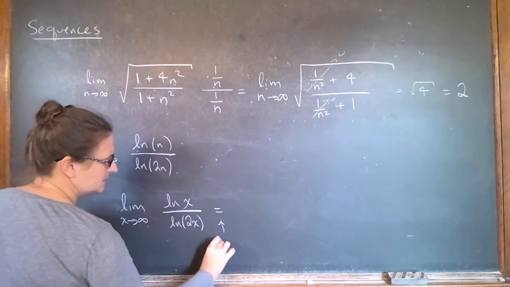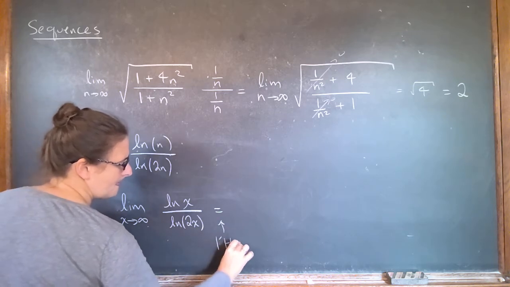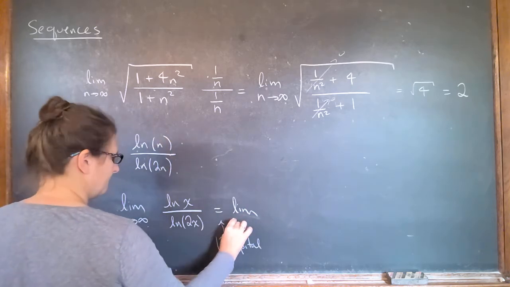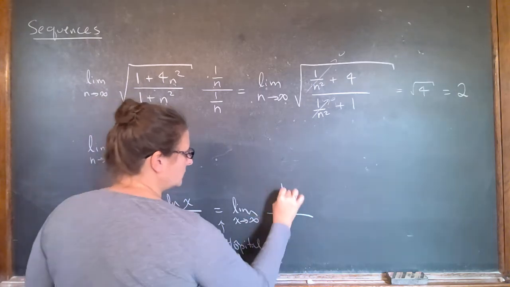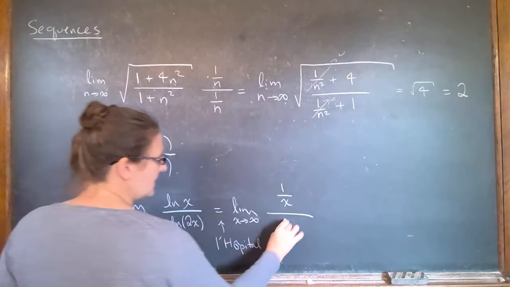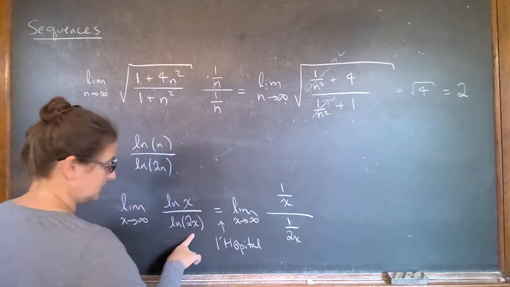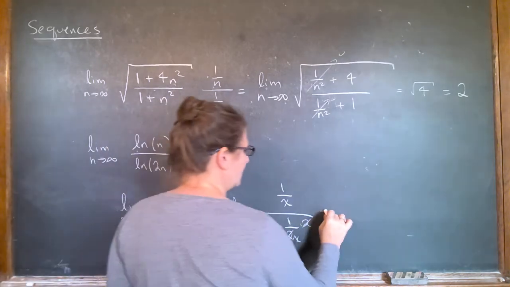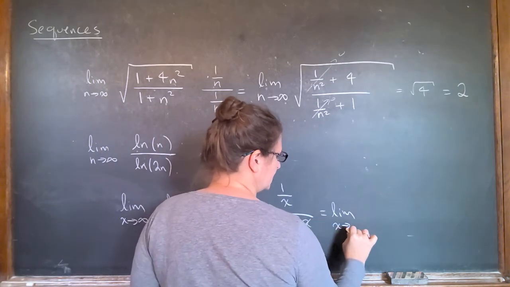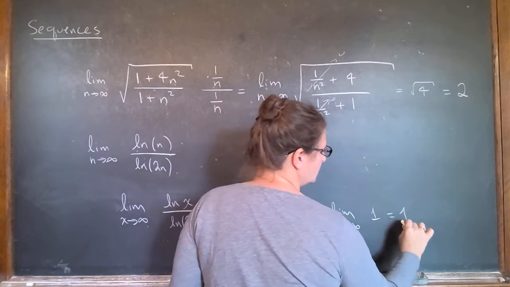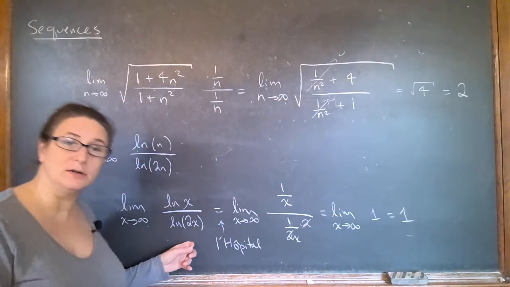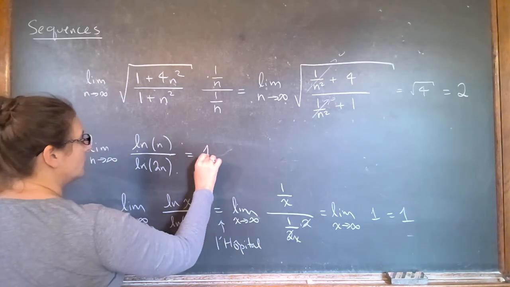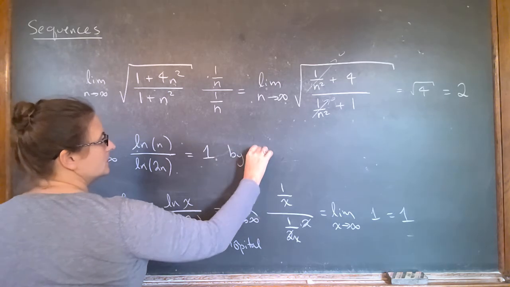Now if I use L'Hopital's rule, I take the derivative of the top and the derivative of the bottom. The derivative of the top is just 1 over x. The derivative of the bottom is 1 over 2x. Remember, I have to take the derivative of the inside, so it's 2x times 2. Eventually I just have 1 over x over 1 over x. So this is the limit as x goes to infinity of 1, which is 1. So if the function with x does it, the discrete version does it too. So this has to be equal to 1 by the calculation below.